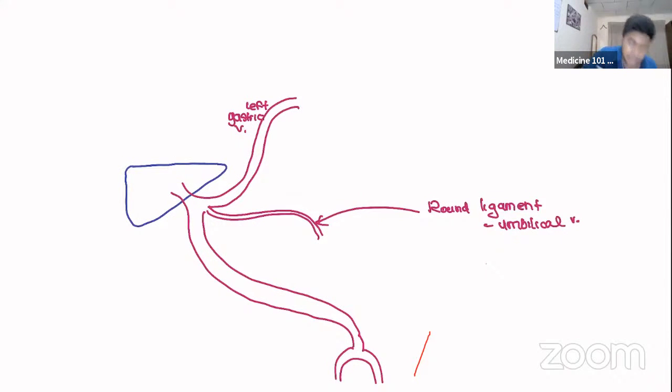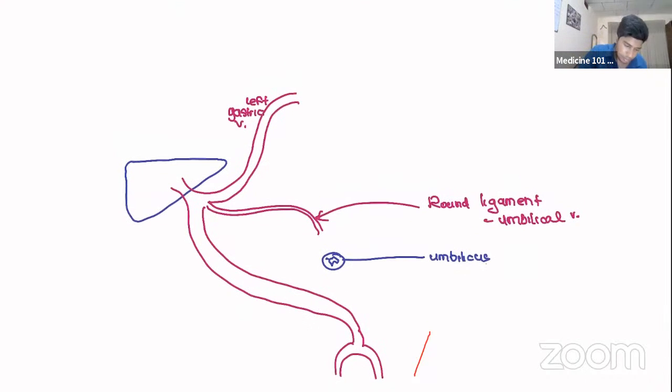And where is the umbilical vein connected to our body? You have something called the umbilicus over here. That's where the placenta connects through the umbilical cord to the fetus. So I'm going to draw the umbilicus here. And over here I will just draw the stomach and the esophagus.